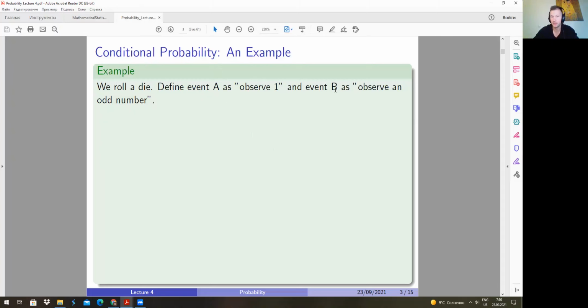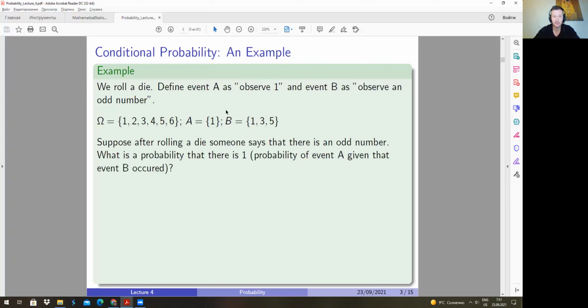What is the probability of event B? Observe an odd number. An odd number is a number which is not divisible by 2. It's 0.5, 1 over 2. Yes, that's perfect. So you know these unconditional probabilities. Omega is the sample space: 1, 2, 3, 4, 5, 6. Event A consists of only one element, 1. Event B consists of 3 elements: 1, 3, and 5.